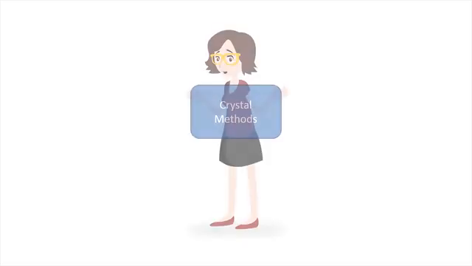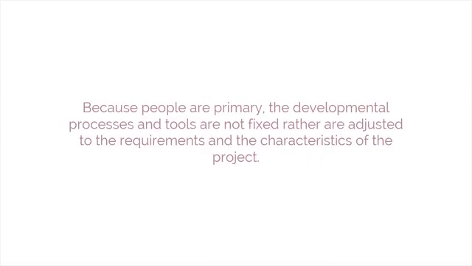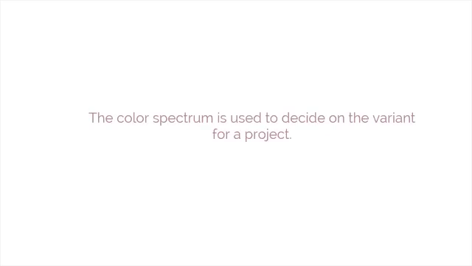The third method is Crystal methods. Crystal methods are intended to be people-centric, lightweight, and easy to adapt. Because people are primary, the developmental processes and tools are not fixed, but are adjusted to the requirements and the characteristics of the project. The color spectrum is used to decide on the variant for a project. Factors such as comfort, discretionary money, essential money, and life play a vital role in determining the weight of the methodology, which is represented in various colors of the spectrum.